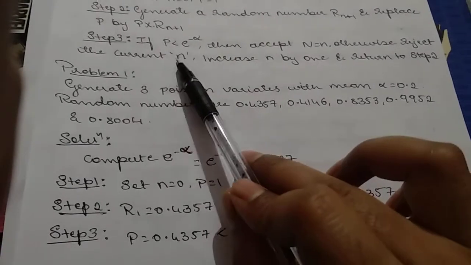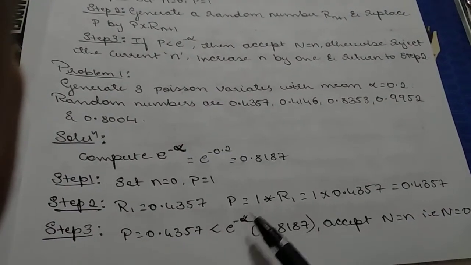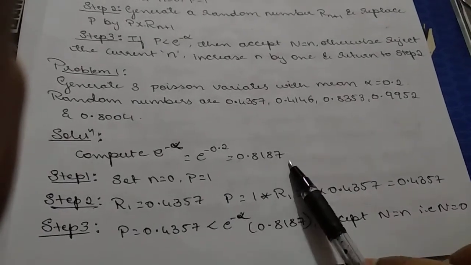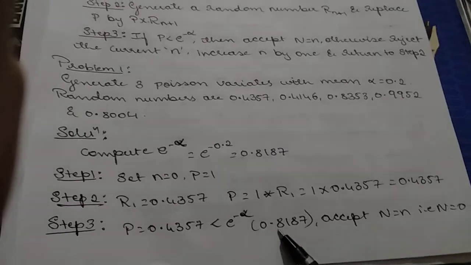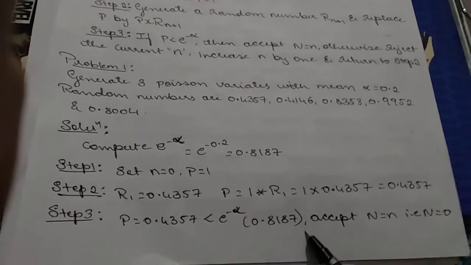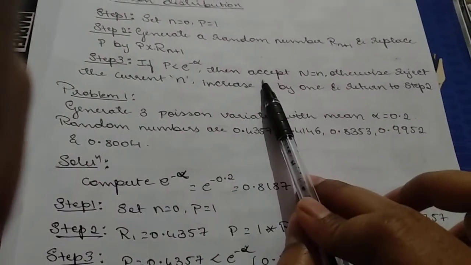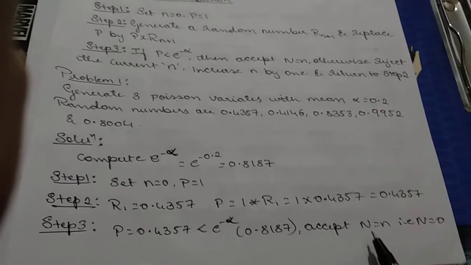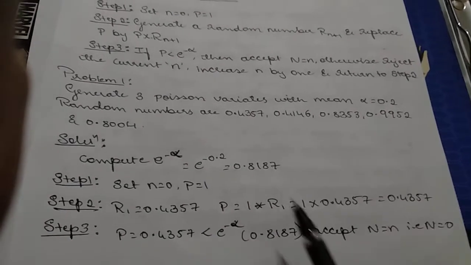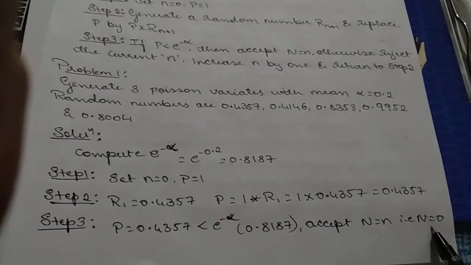You have to check whether it is accepted or not. P is equal to 0.4357. E power minus alpha value is 0.8187. Obviously we know 0.4357 is less than 0.8187. Then what do you have to do? If it is less than, then you have to accept. Okay, accept and set N is equal to n. What is the n value? n is equal to 0. Now the capital N value will become 0.